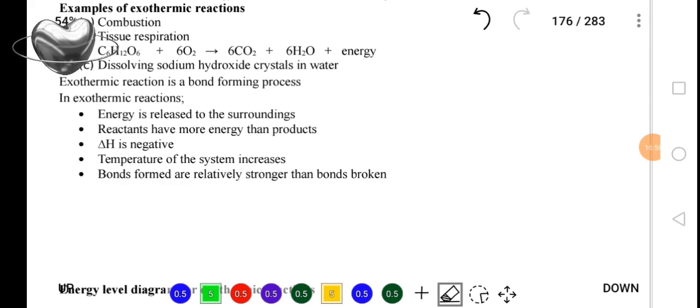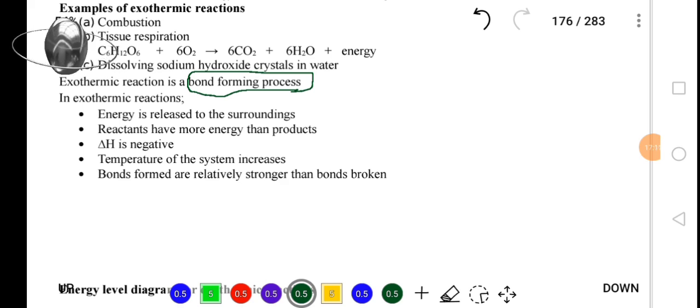Now, take note, exothermic reaction is all about the bond forming process. Endothermic, in the previous video we said endothermic is all about bond breaking. Why are we saying endothermic is all about bond breaking? Because when heat is being supplied to the reacting system, that heat is going to be received by the reactants, and in the reactants the bonds that hold the particles together will break. And what is going to cause that is the entry of heat. That heat will break the bonds that hold the reactants together.